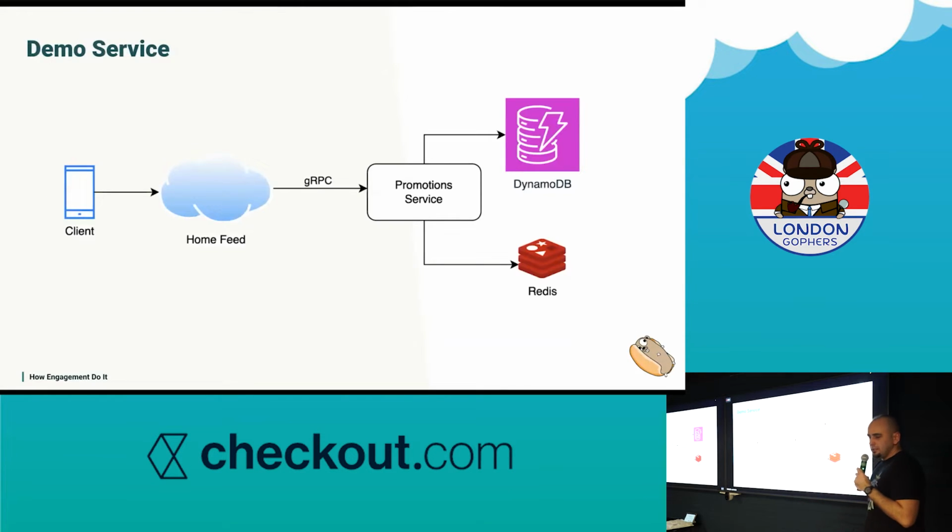So I'm going to do a little demo. For that demo, we've got a trimmed down version of our promotions service at Deliveroo. That service depends on 2 main components. One is DynamoDB for storage and Redis for caching.